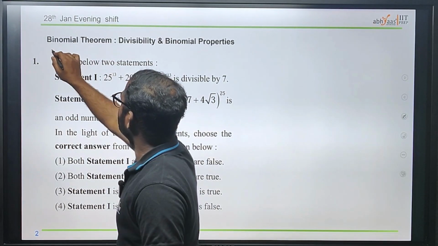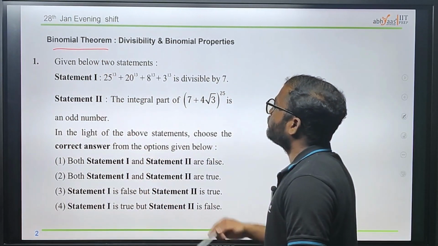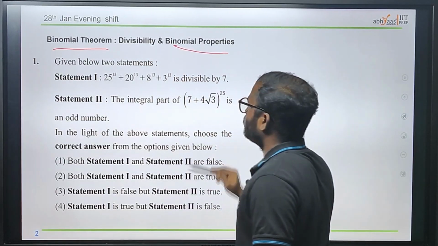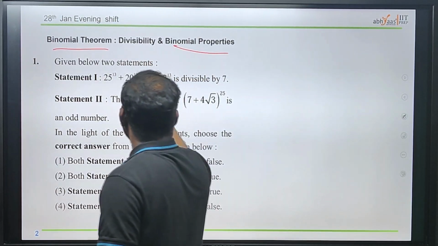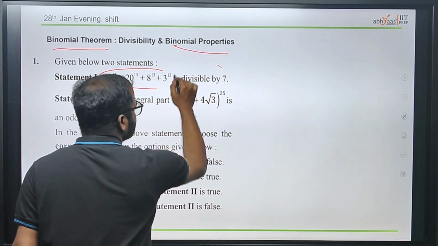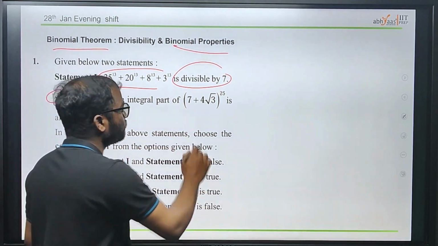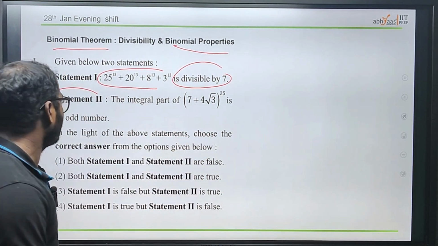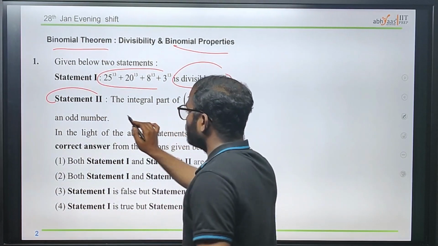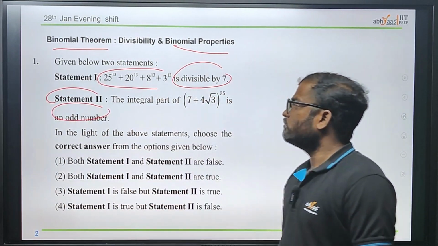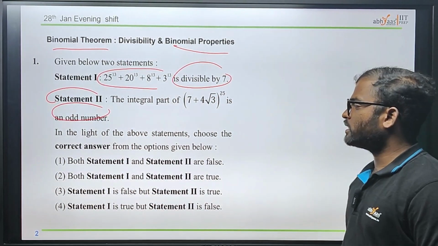statement based question, which is binomial theorem, mainly focused on divisibility and binomial properties. Statement 1 says that this one is divisible by 7. Similarly we have statement 2, which says the integral part of (7 plus 4 root 3) power 25 is an odd number. Now we have to check whether these two statements are correct or wrong.